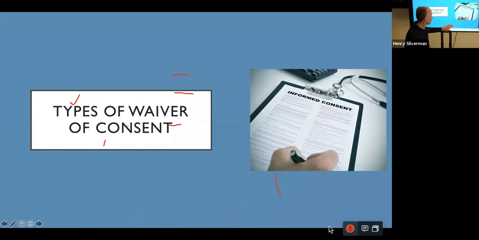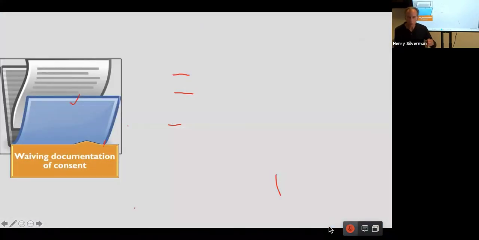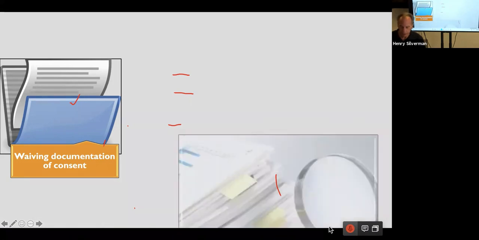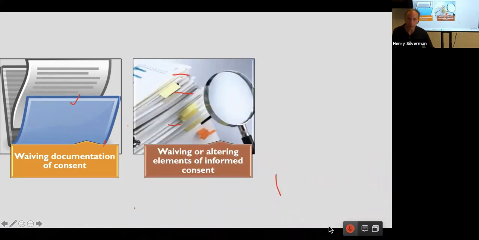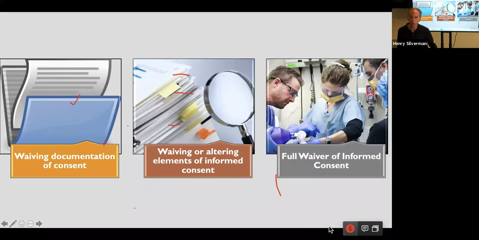So when we talk about waiving consent, there are three types of waiving of consent. We addressed this the other day. We could waive the documentation of consent and only get verbal consent. We could waive certain elements of the informed consent, like the purpose of the research, or we could waive the whole informed consent document.